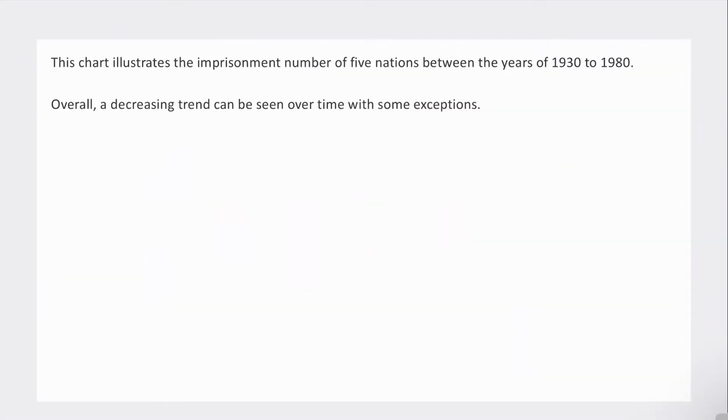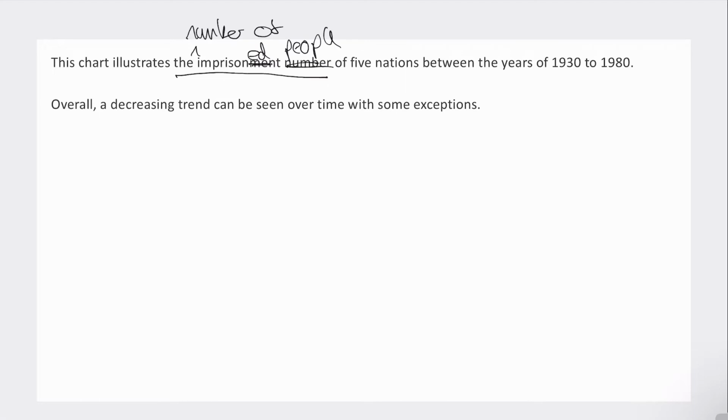So let's take a look and see what this candidate's done. This chart illustrates the imprisonment number of 5 nations. The imprisonment number, but you imprison people. So you probably say the number of imprisoned people.